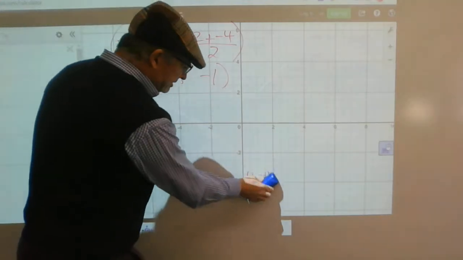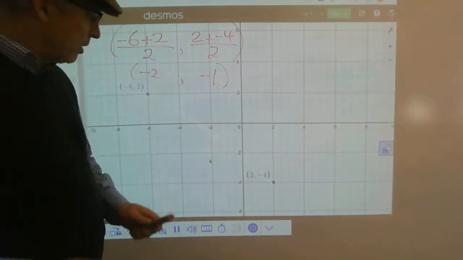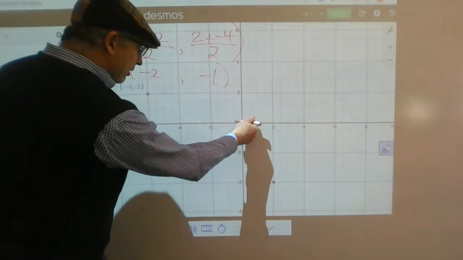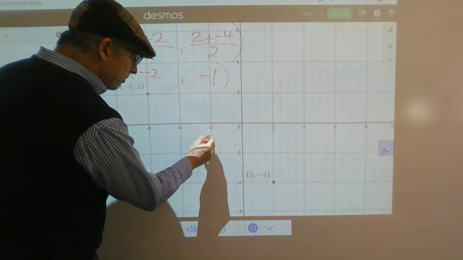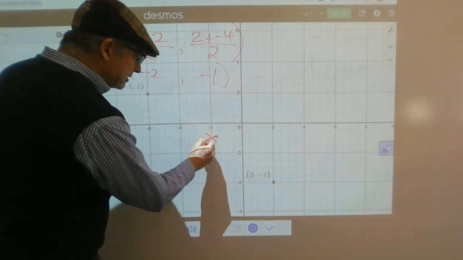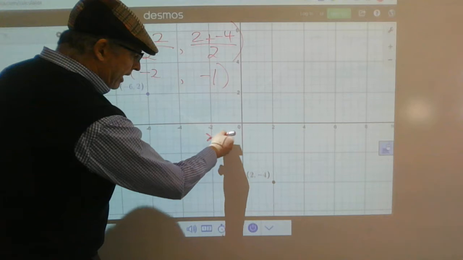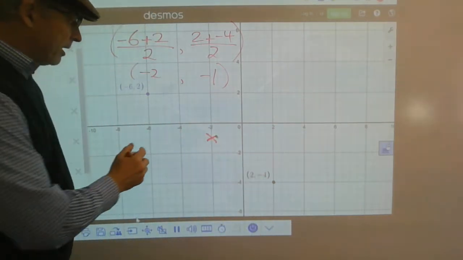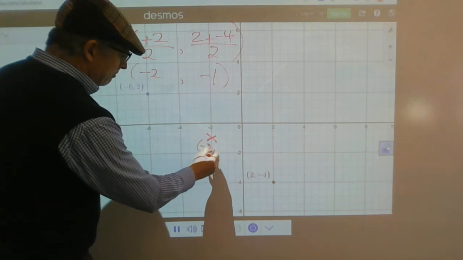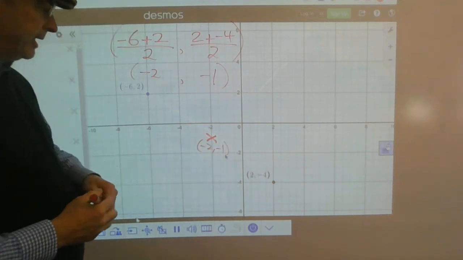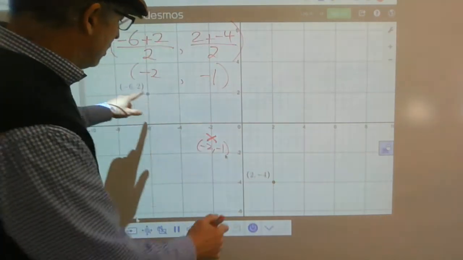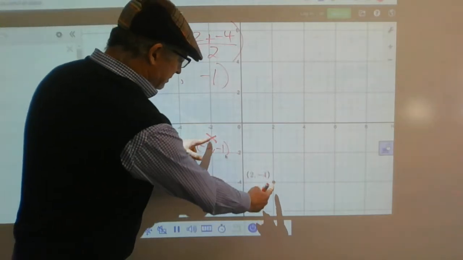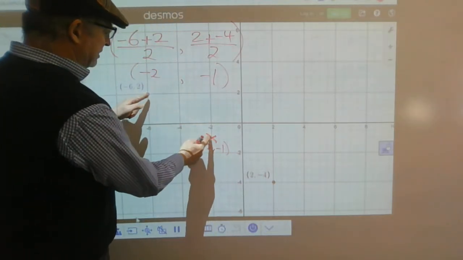And I'll just erase this and mark it in more clearly. -2, you go across -2, -1, it's there. It's 2 units to the left of the y-axis and 1 unit down from the x-axis. That's the point -2, -1, and clearly that is the midpoint of those 2 points. That distance is the same as that distance.